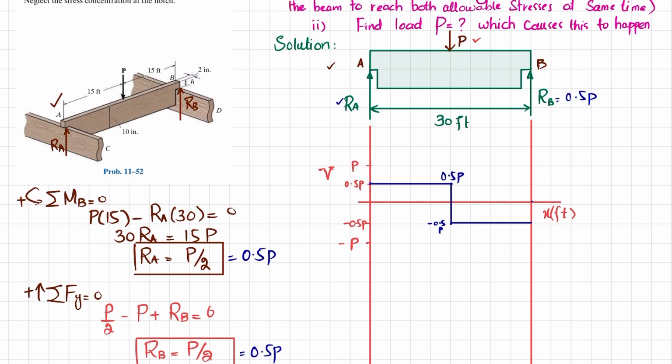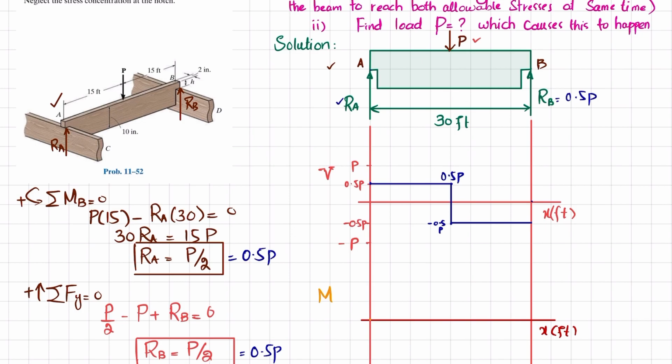Now we will draw the bending moment diagram. For that I have drawn a horizontal line to show X in feet. Here on the vertical axis we will take moment.